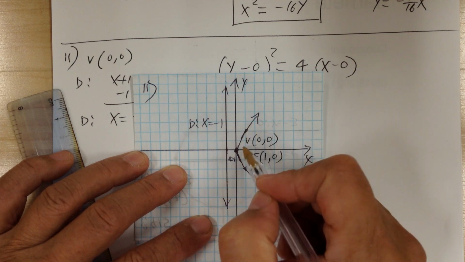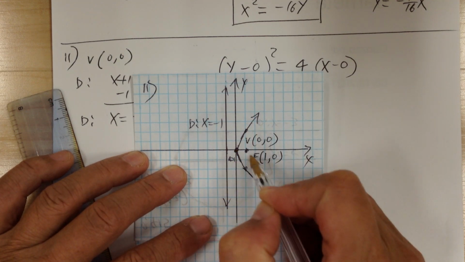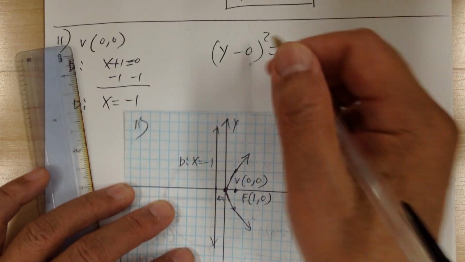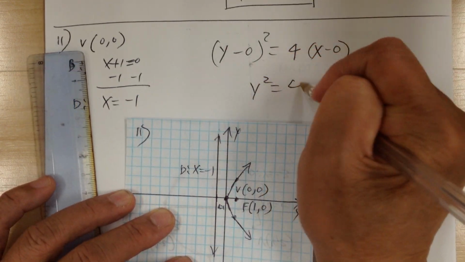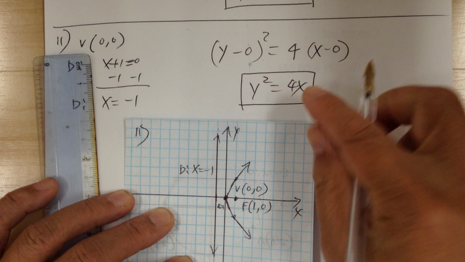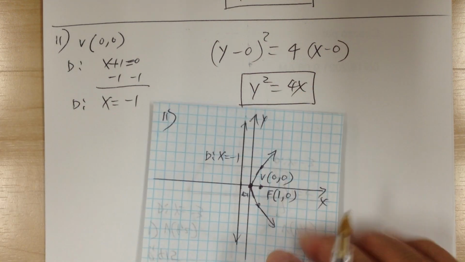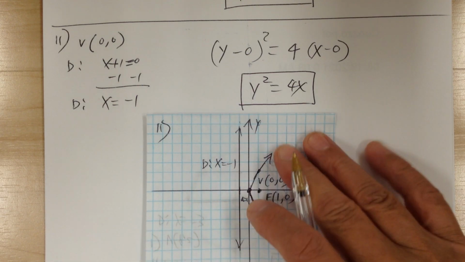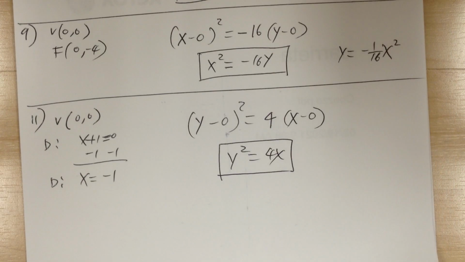The V is right over here, that's your V, and this is the F. That's your graph, and you simplify your equation, so you get y squared equal to 4x, and that would be your equation. This would be your graph. Okay, let's go to the next one.